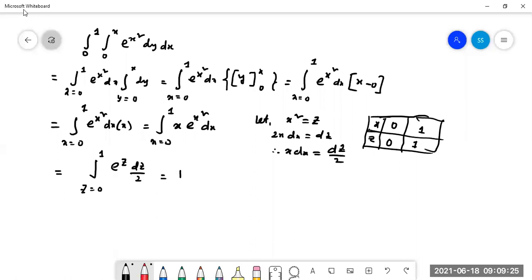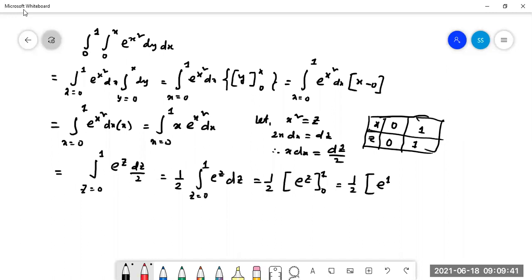So that half is coming out of the bracket, z equal to 0 to 1 e to the power z dz. So half integration of e to the power z, e to the power z 0 to 1, half e to the power 1 minus e to the power 0. That is half e to the power 1 minus e to the power 0 means 1. So that's the answer. Is it clear right now?